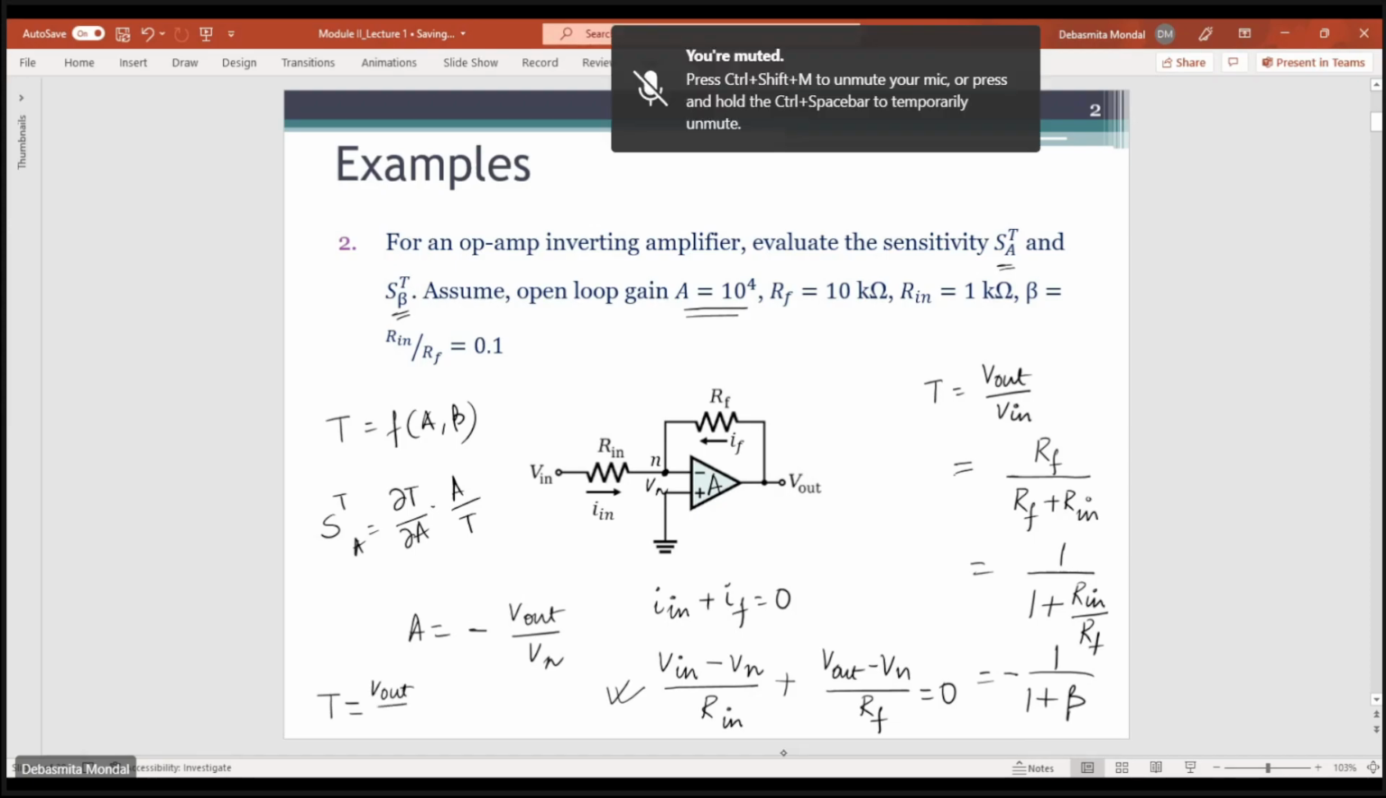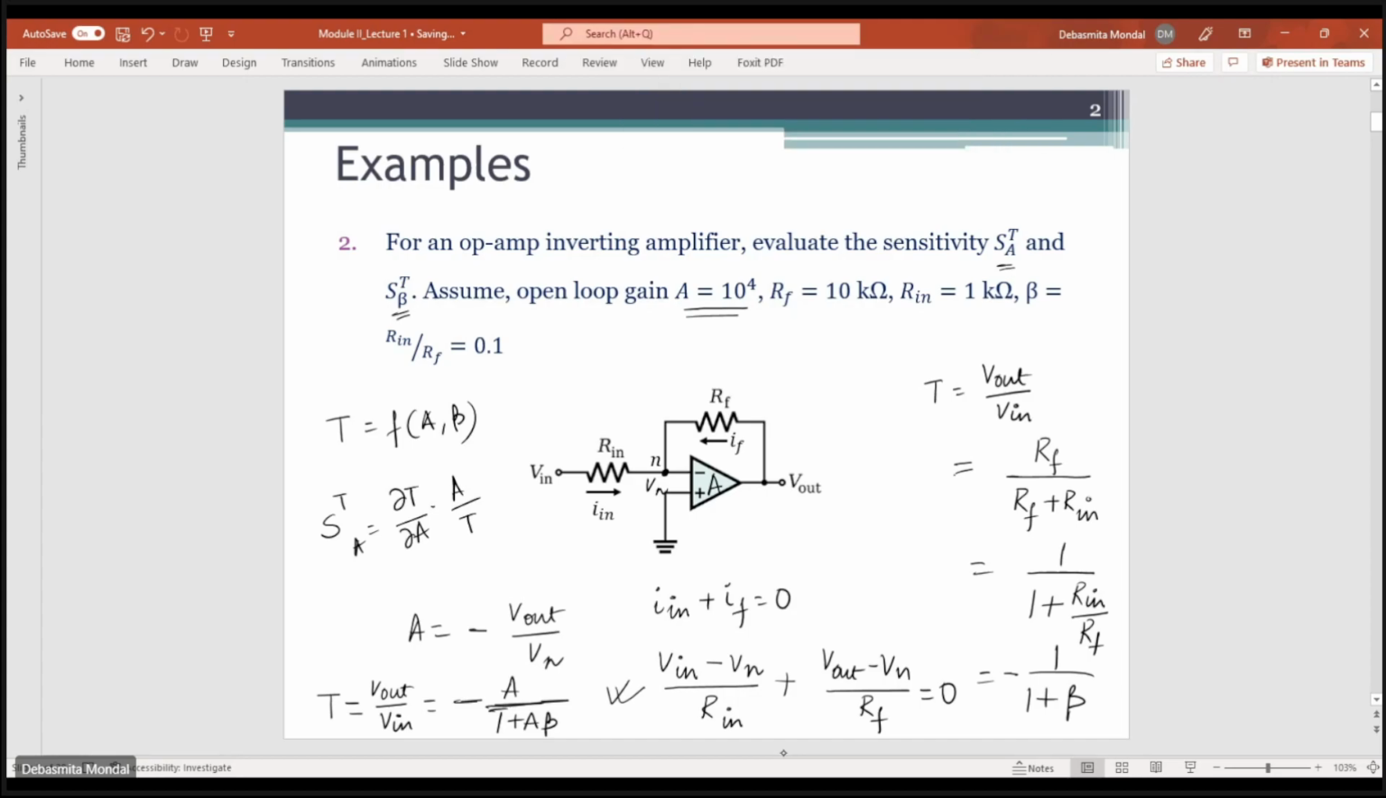So the T is V out by V in. So that will come as minus A by 1 plus A beta. Okay, so now you have expressed T as a function of A and beta. So then you can simply use these equations. You can do the derivative with respect to A, and similarly for the sensitivity of beta, you have to do the derivative with respect to beta, and then you will find out the value of the sensitivity of the overall transfer function, or the overall system, with respect to any changes in the open loop gain and any change in the feedback gain that we have.